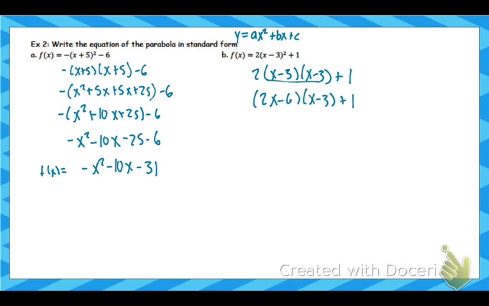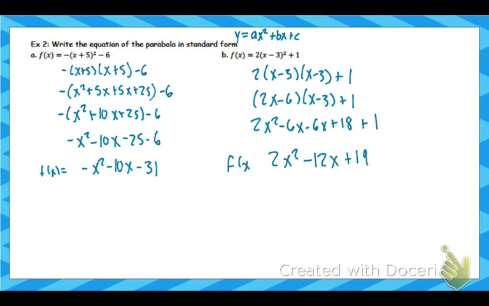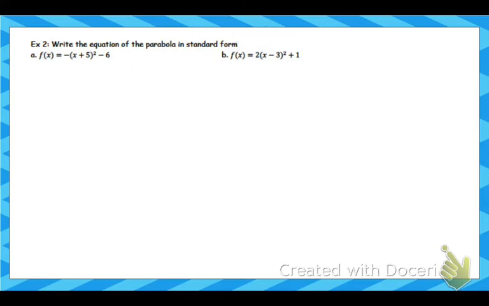Again, it would be fine if you multiply those two together. So I end up with 2x squared minus 12x plus 19. And that's standard form. All right, let's try another one again. We're going to get some information and write the equation.